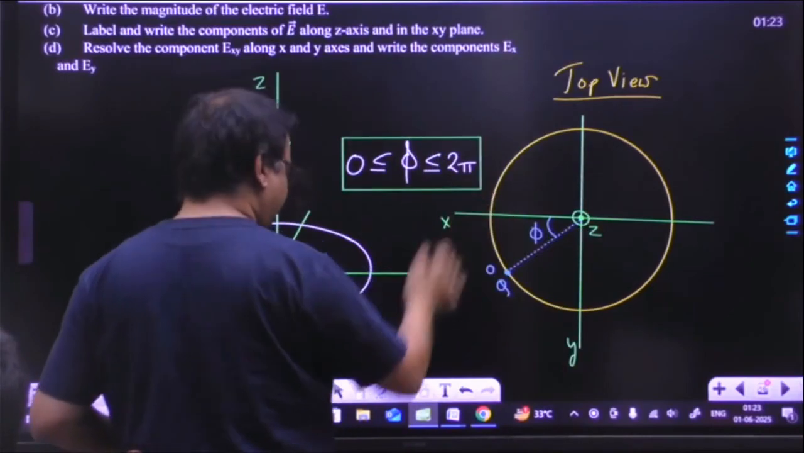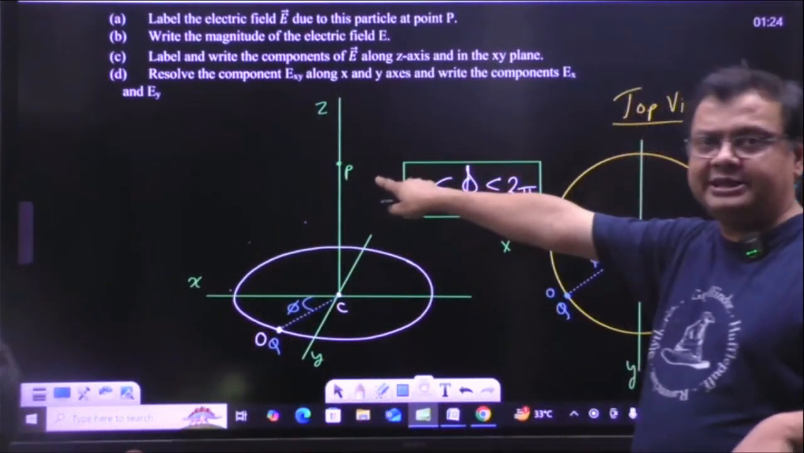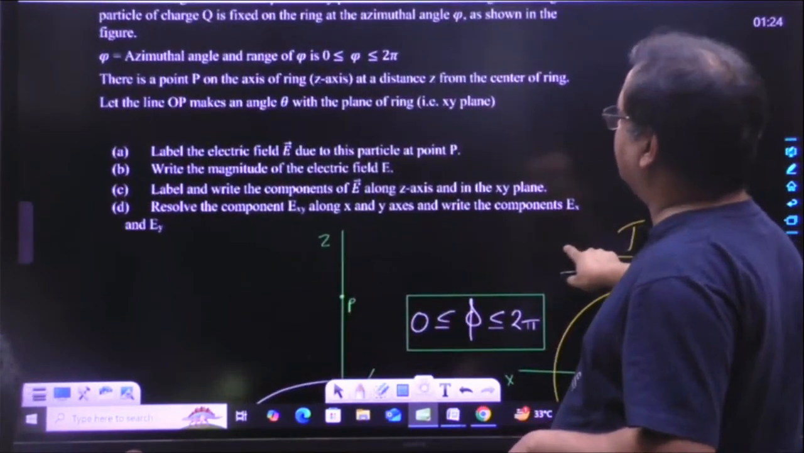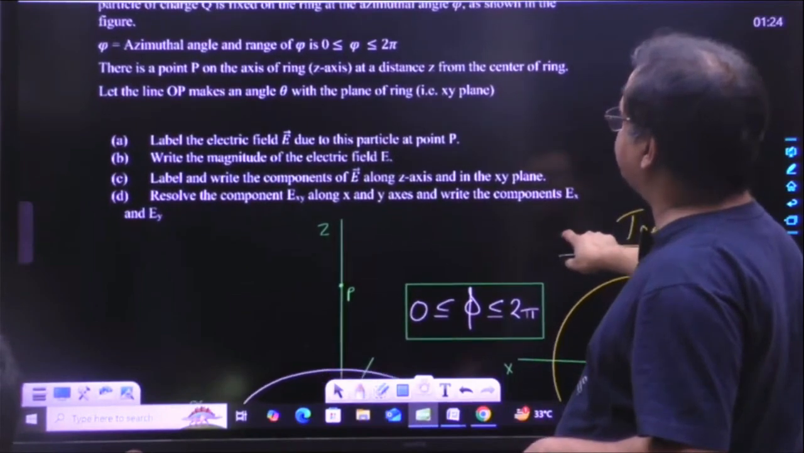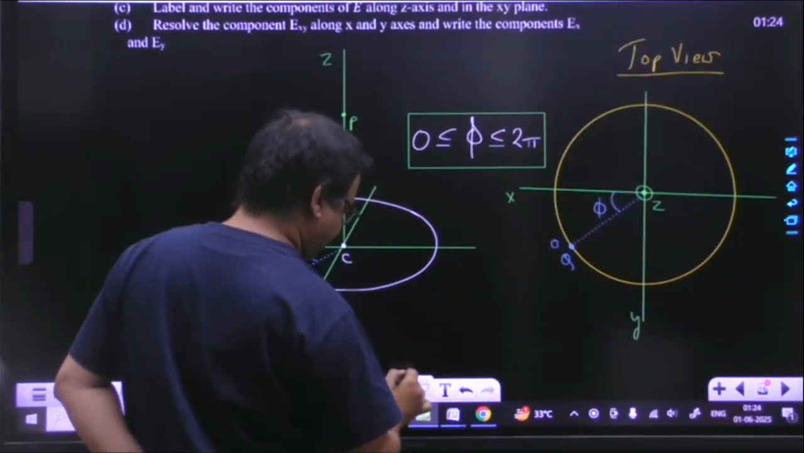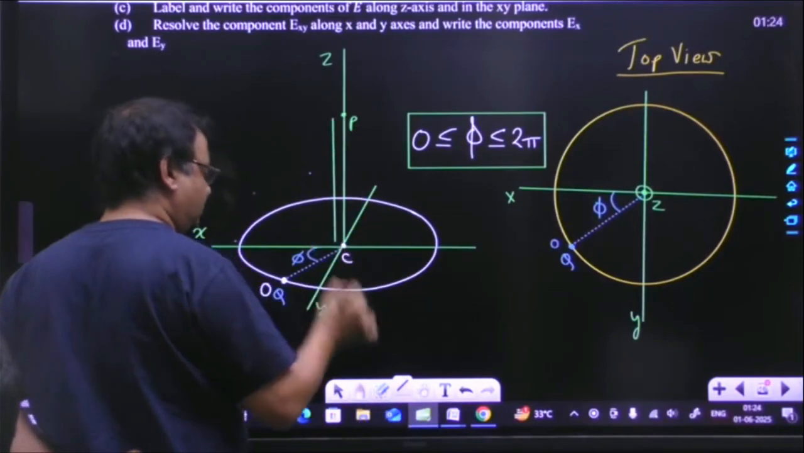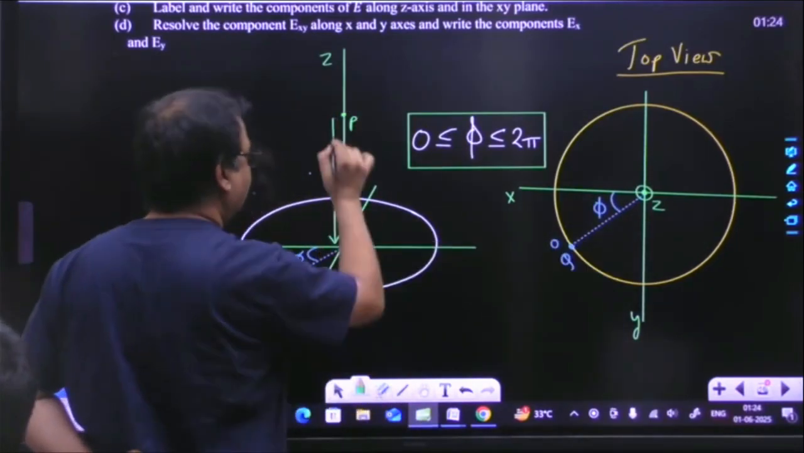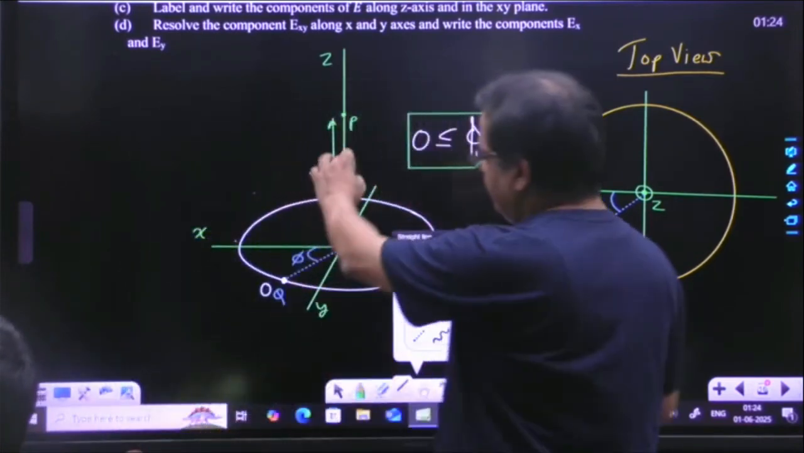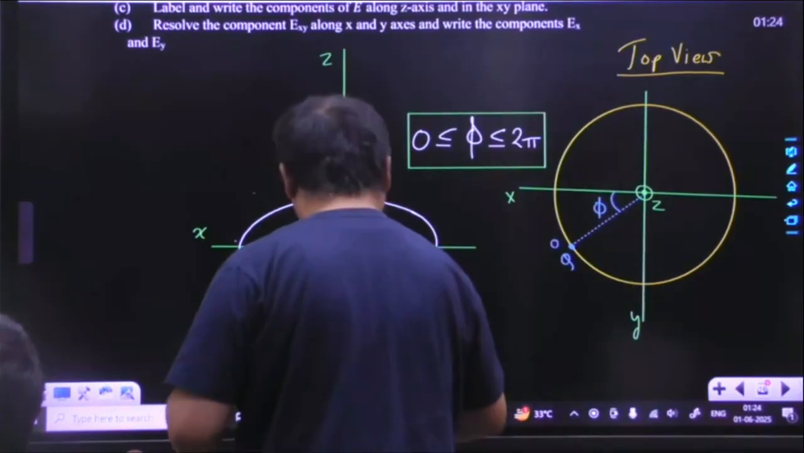Now suppose you have to find the electric field of this point charge at a point P on the axis of the ring. There is a point P on the axis of the ring at a distance z from the center of the ring. So you have to find the electric field due to the point charge Q on the axis of the ring at a point P, and the distance of P from the center is z and r is the radius of the ring. So this distance is how much?